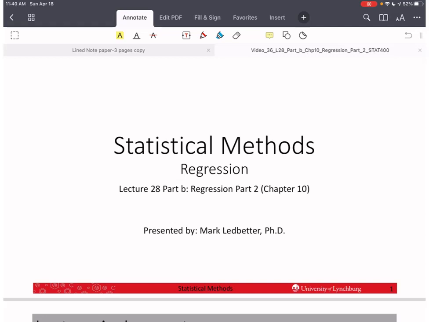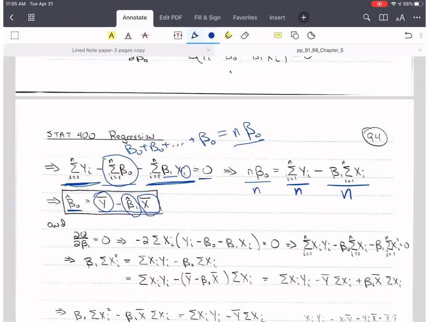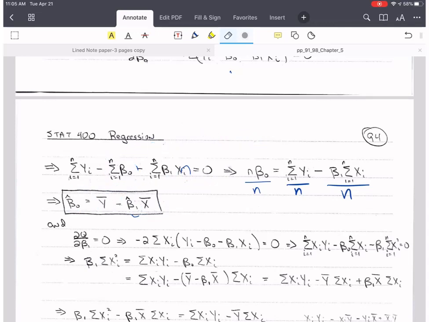We are in regression. This is going to be part 2 of chapter 10 in our textbook. Let's go ahead and get started. So this was the easy equation to solve. Now let's look at the tedious one for beta 1 hat.